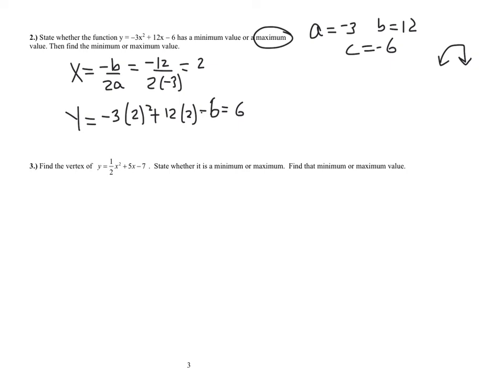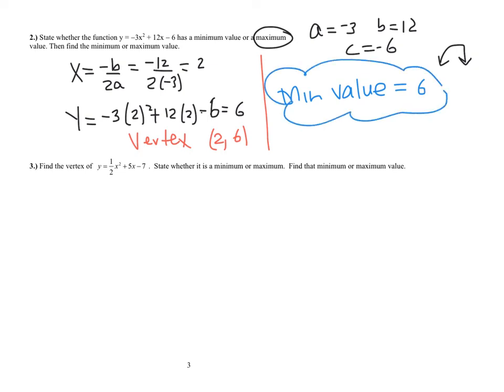So now check what I have here. I have my vertex, and my vertex is 2, 6. And what does that mean? So remember, it's a minimum. The minimum value, be careful about this one, is given by the y value. So the minimum value is 6. So that is the answer.